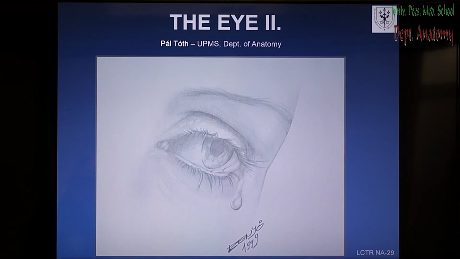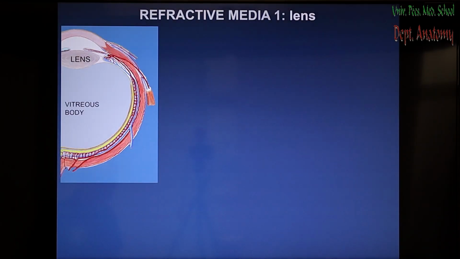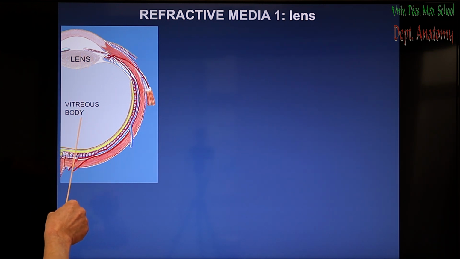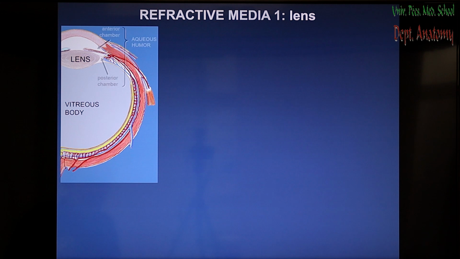Okay, hello again. Let's continue with the structure of the eyeball. Refractive media should be discussed. It consists of the lens anteriorly, as mentioned before, and the vitreous body behind it.